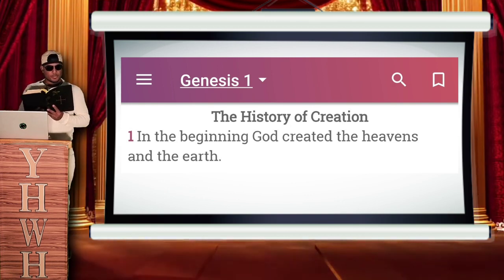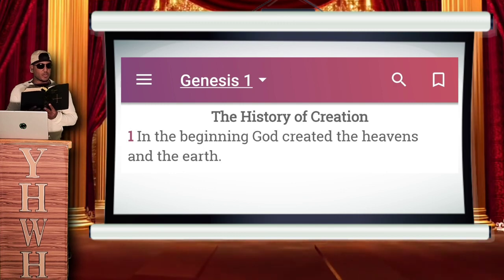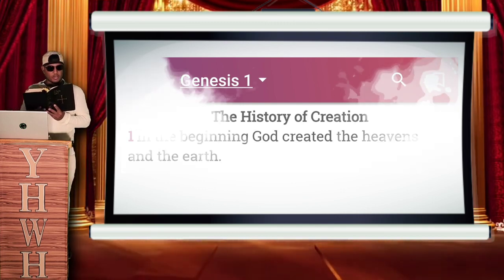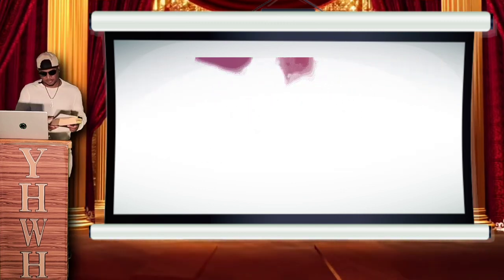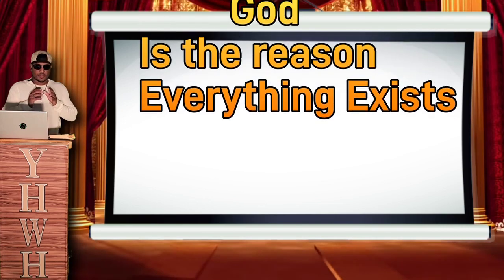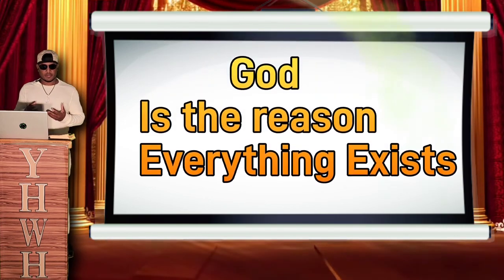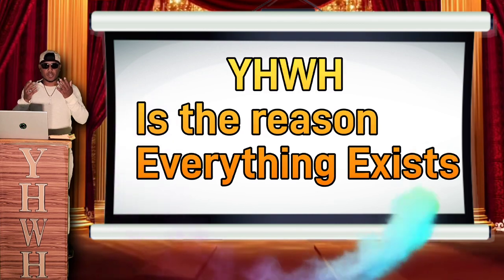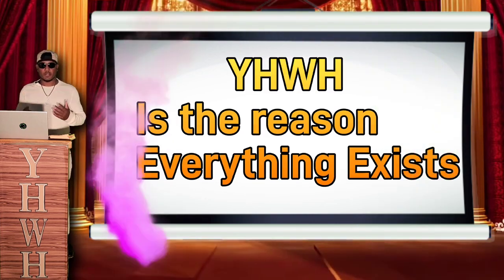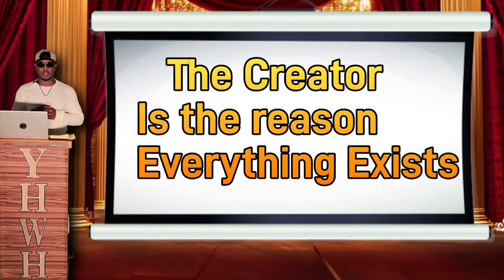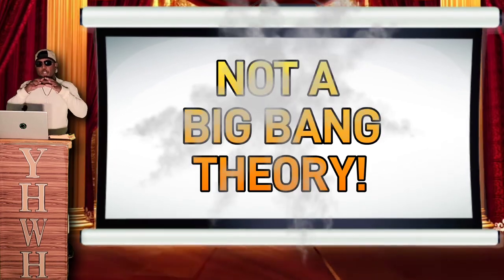Genesis 1, verse 1. In the beginning, when God created the heavens and the earth, period. So immediately, obviously, God created the heavens and the earth. It was God doing something. There was a creator.